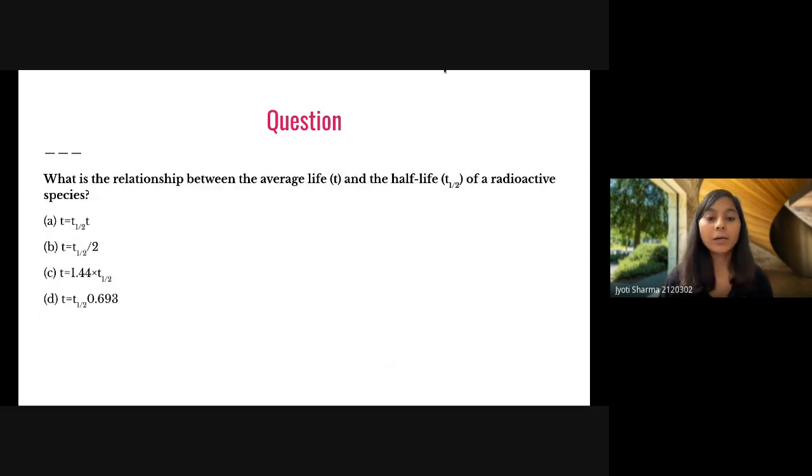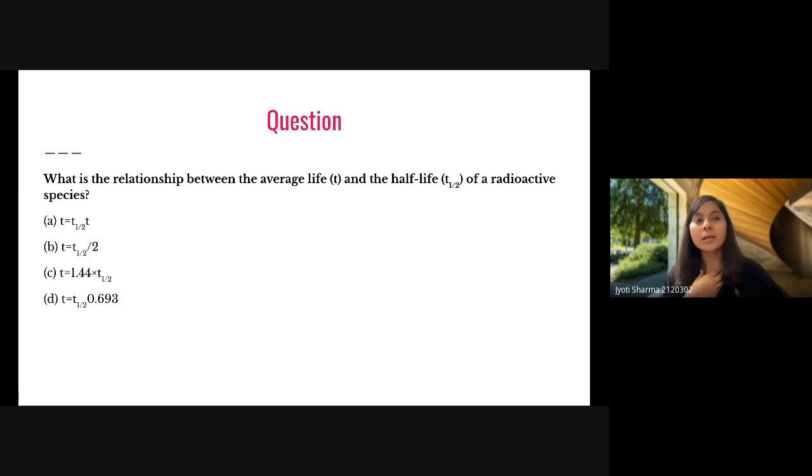Then there is a relationship between average life and half life of the radioactive species. Average life is how many years that species will survive. For example, if you have C14, this C14 will be changed into C12. How many years it takes to change from C14 to C12, because C12 is not radioactive, is the average life.